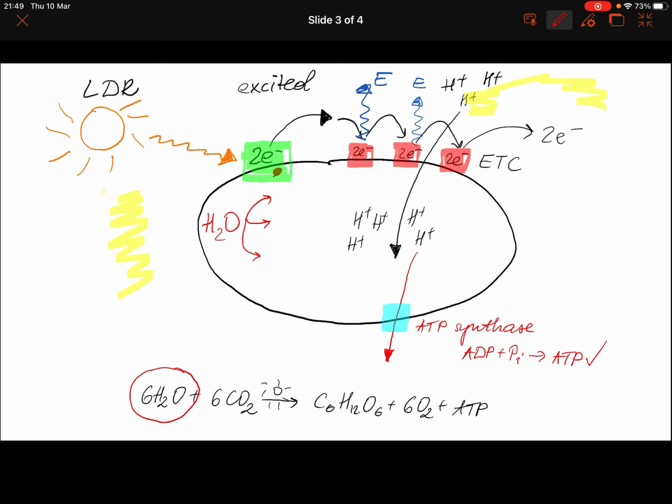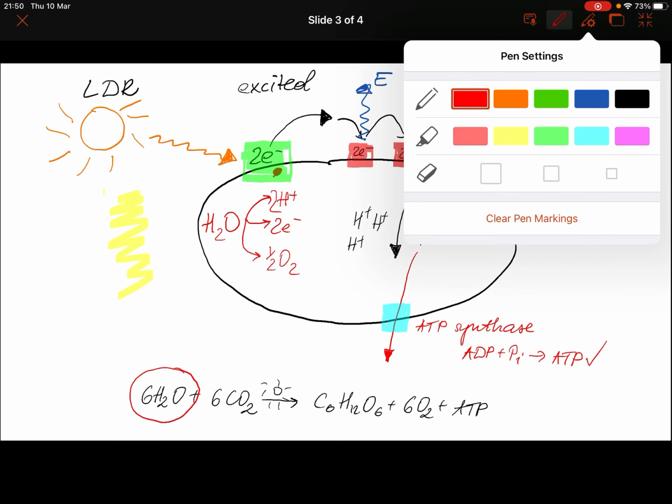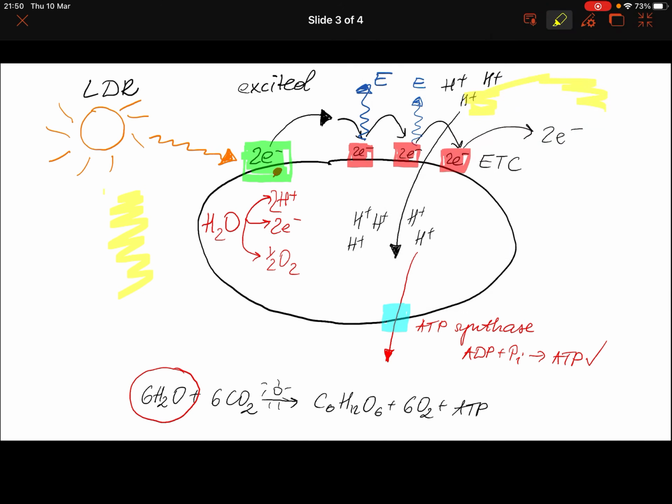We're simply saying water now will be broken down to donate hydrogen ions, a pair of electrons, and oxygen. So what we can gather from this process of the photoionization of water is we now have a source of electrons that will simply replace the ones that we've lost in the chlorophyll because of the photoionization.